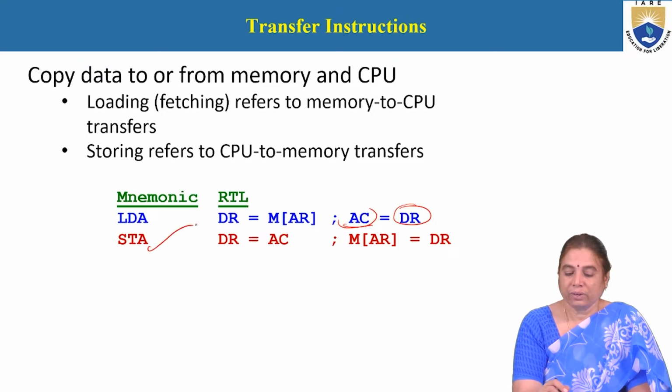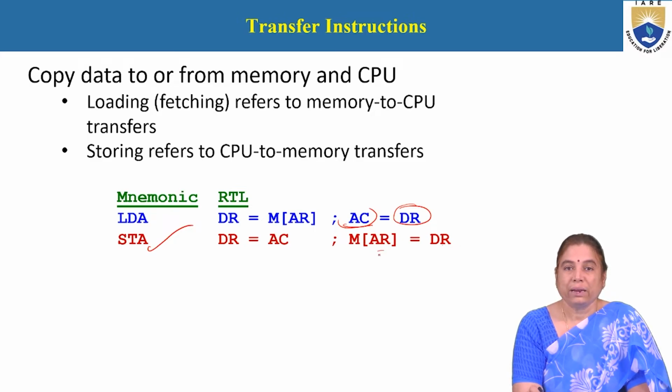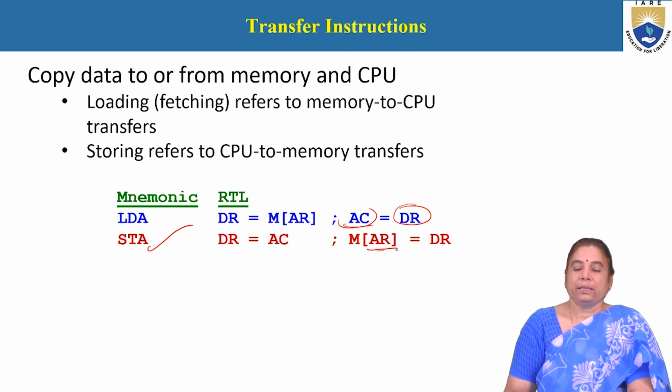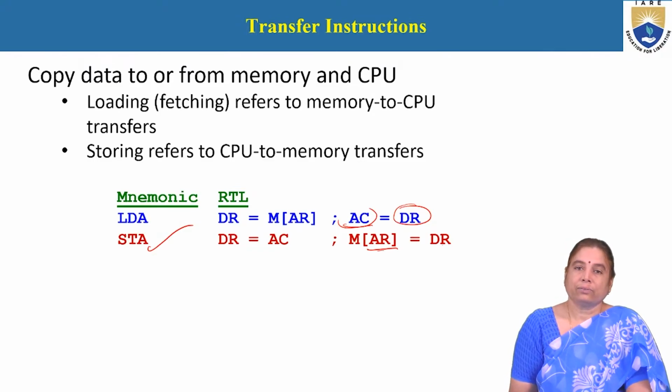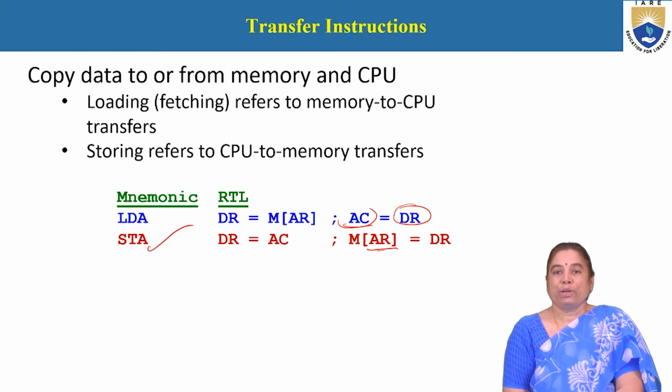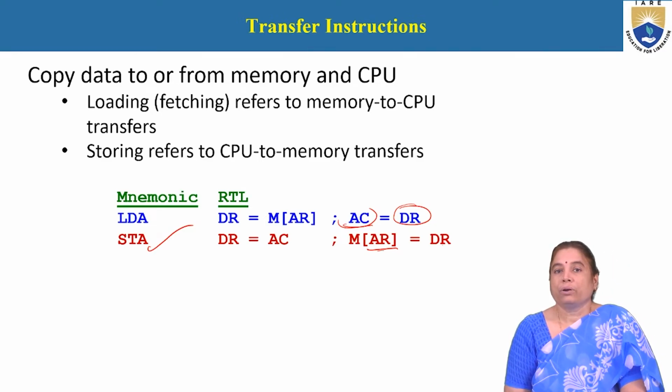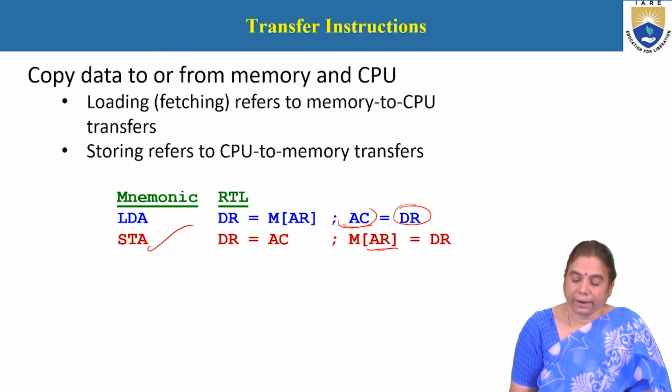In case of STA, the store operation, that is the writing of data. So here the accumulator value is first assigned to the data register, and this data register value can be transferred to the memory that is pointed to by the address register. So LDA and STA are the transfer instructions. They can be used to transfer data to and from the memory.